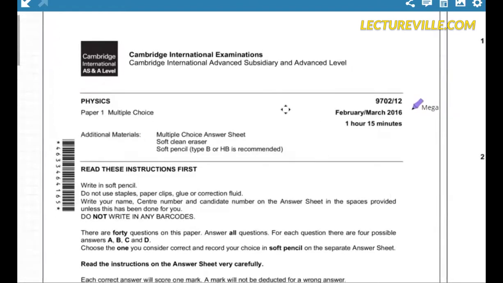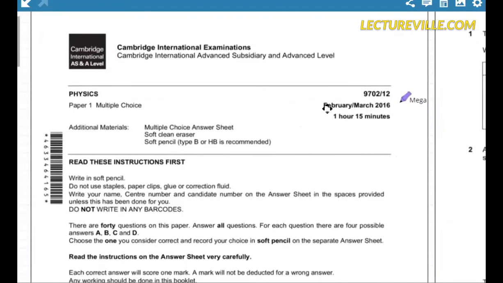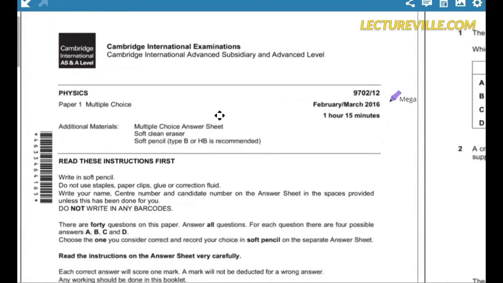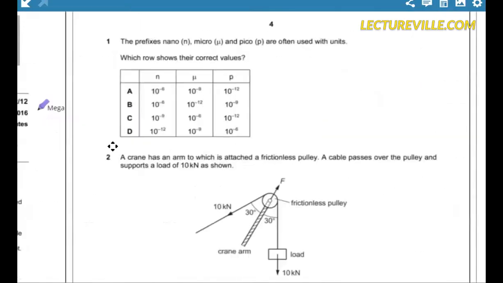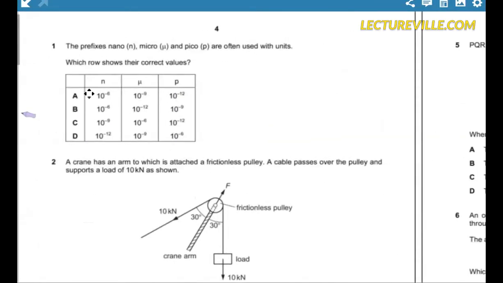Okay, we are solving this paper 1 for AS today. This is February March paper 2016, paper 1, 2, an MCQ paper obviously, and let's start with the first one.